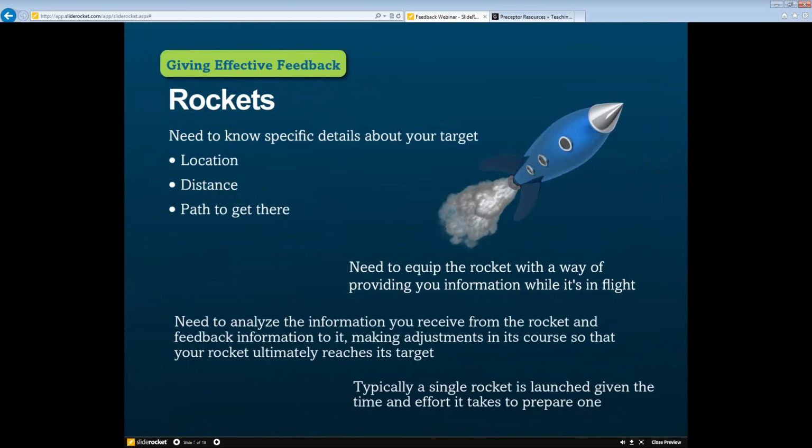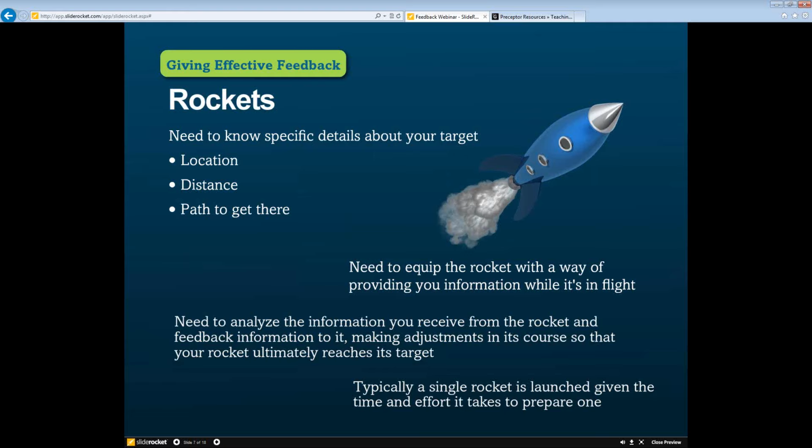You need to know specific details if you're going to try to reach a target. So you need to know the location of my target, the distance, and whether there is anything in my path. I need to know that to get my rocket there. We have to give the rocket a way of providing us information while it's in flight so we can feed that back and change the course.